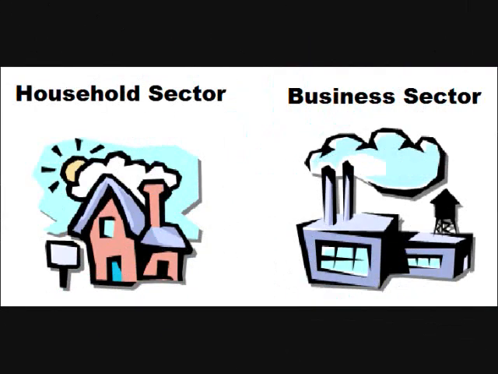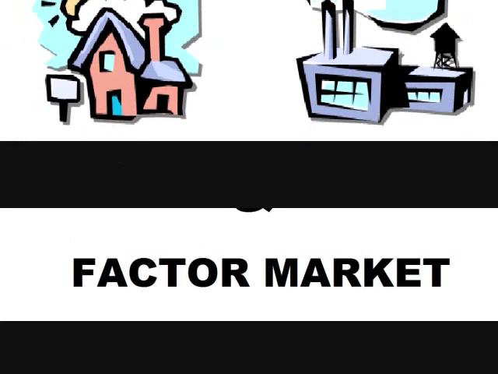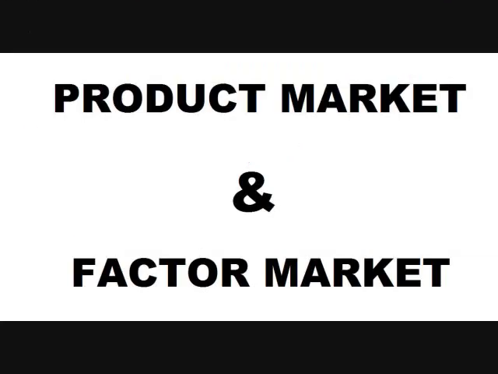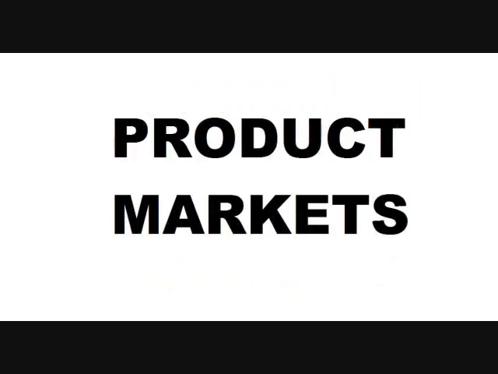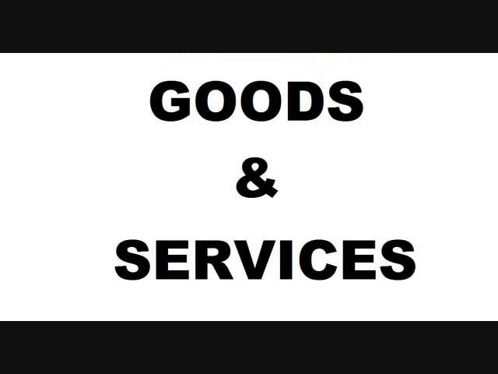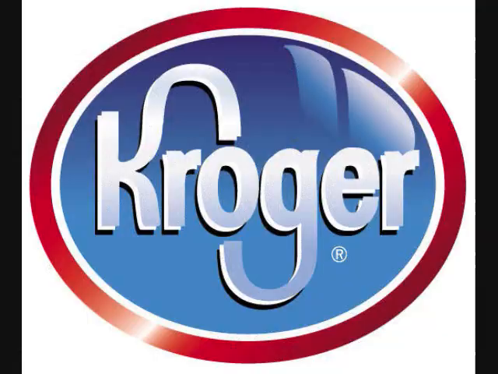These two sectors interact in two markets. Those two markets are the product market and the factor market. The product markets are the markets where households acquire finished goods and services. The markets we are most familiar with are retail markets. A good example of a retail market is Kroger.